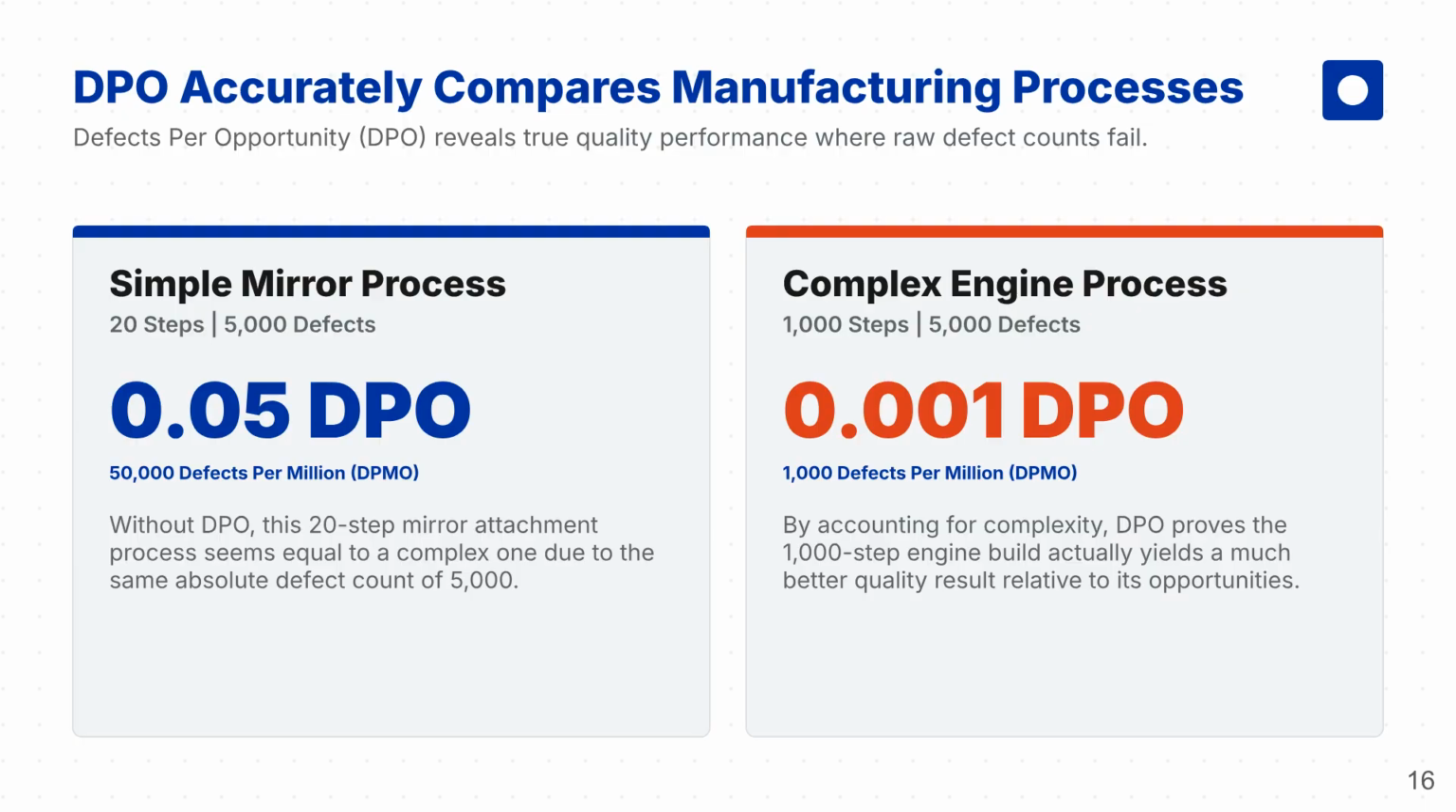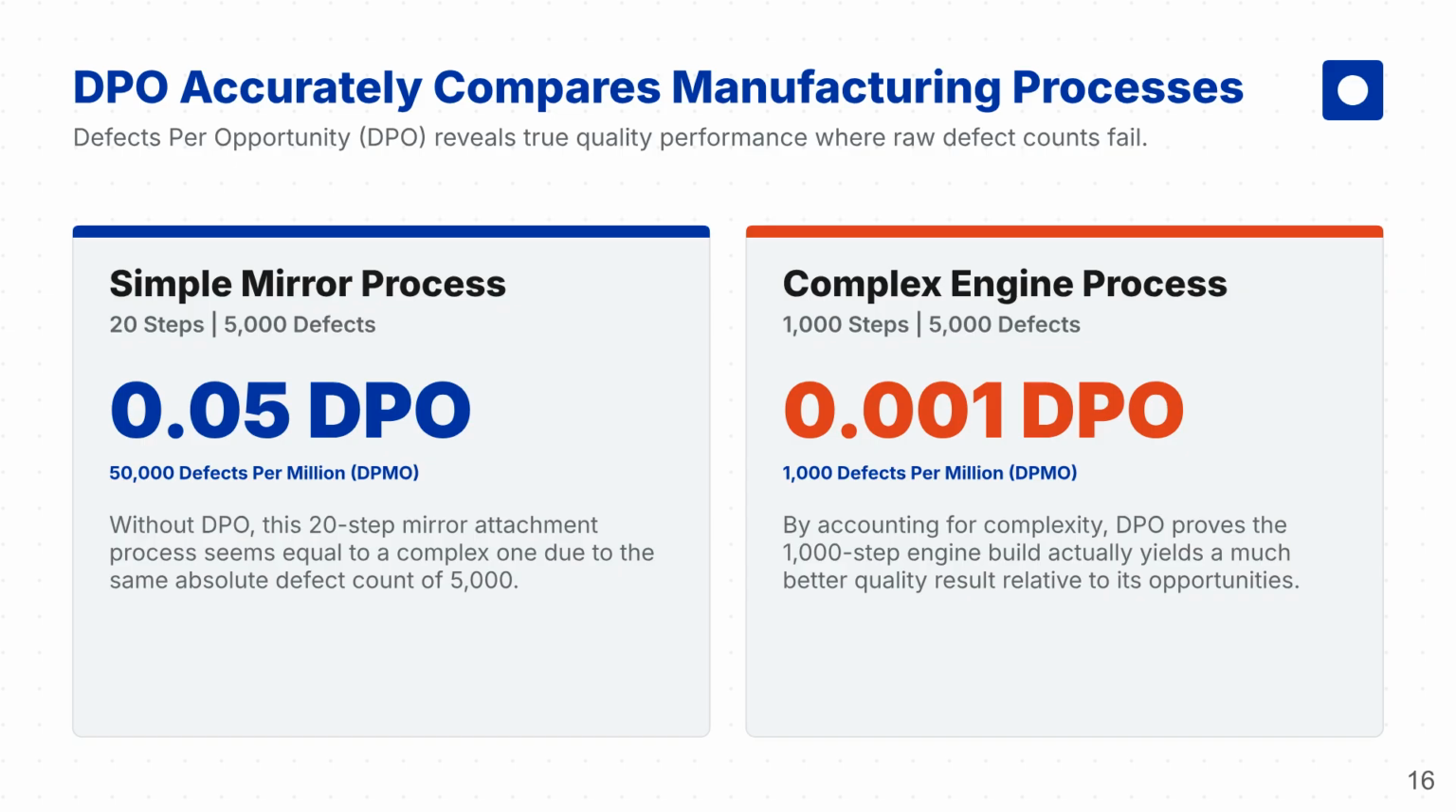The second example is a complex engine assembly process involving 1,000 steps. It also records 5,000 defects, but because there are far more opportunities for defects to occur, its DPO is only 0.001, equivalent to 1,000 DPMO. Even though both processes have the same number of defects, the engine assembly process actually performs much better in terms of quality. This example shows why raw defect counts can be misleading.